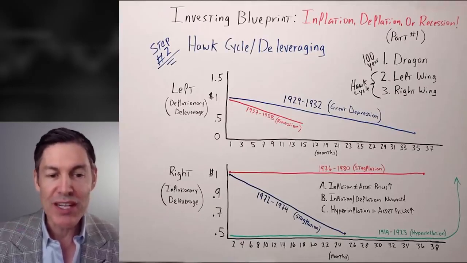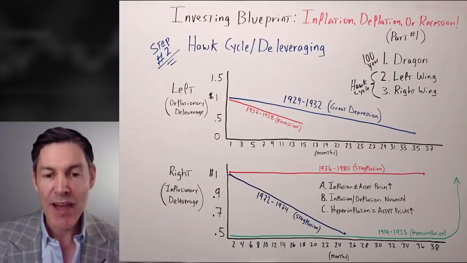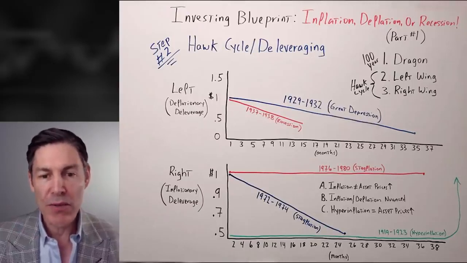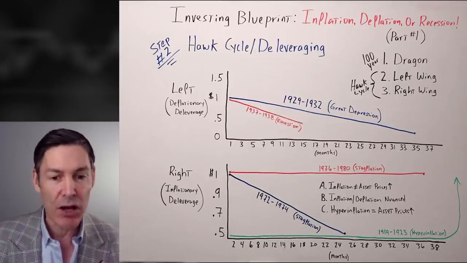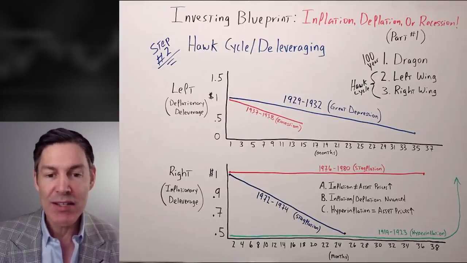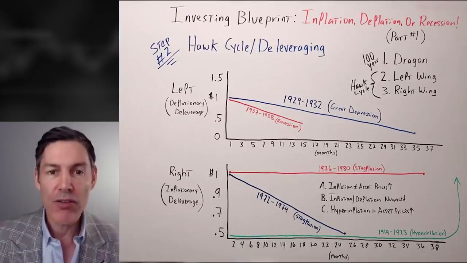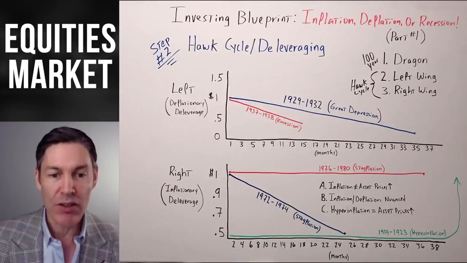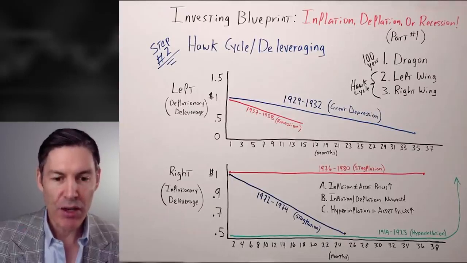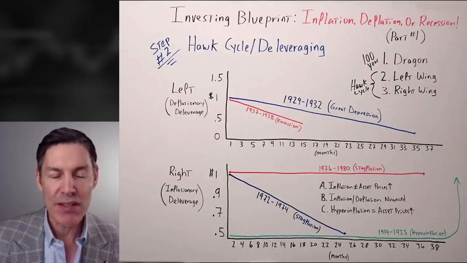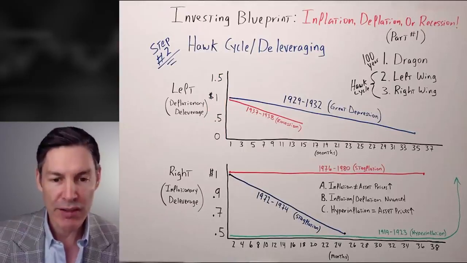We'll start with the deflationary deleveraging. As examples, we'll use the Great Depression from 1929 to 1932 and the recession that followed in 1937 to 1938. These charts represent the equities market, so the stock market. It indicates the number of months the deleveraging lasted, from 1 month all the way to 37 months. And on the left-hand side, it goes from 0 up to 1.5. So this is what $1 invested would have done during that time period.